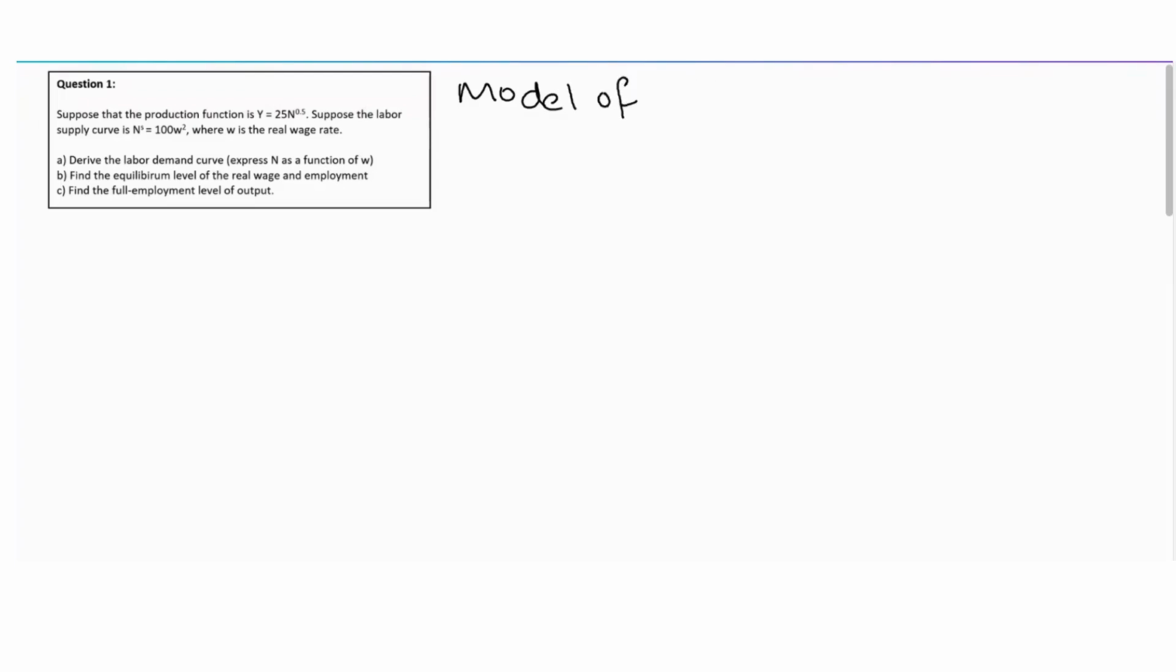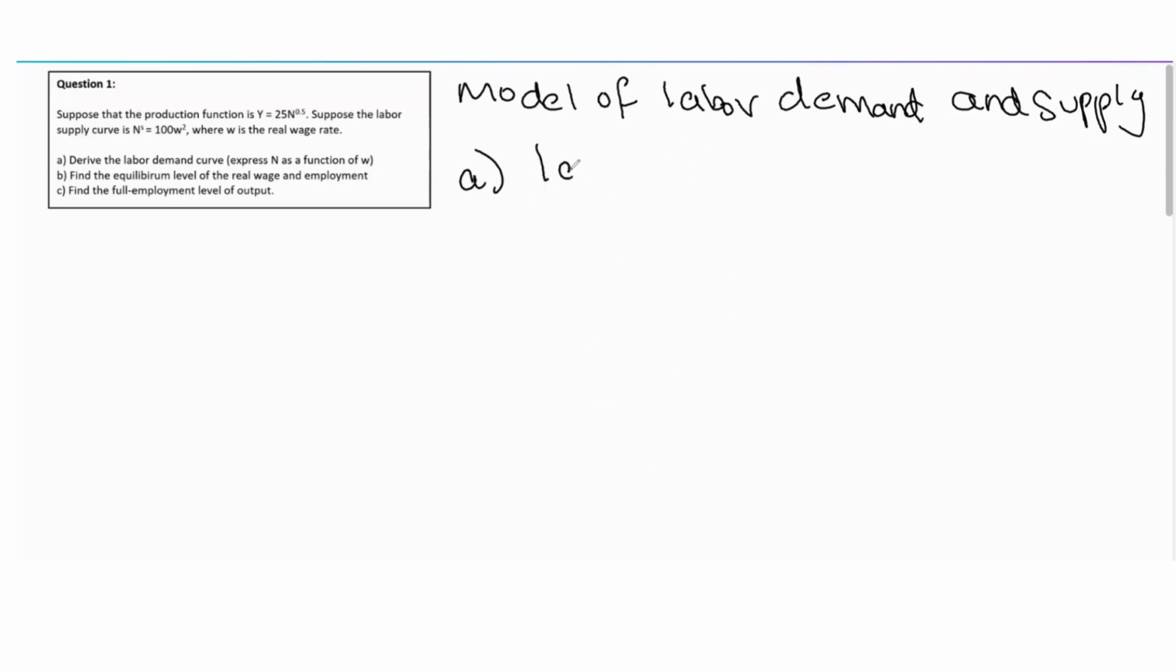In the first part, we will derive the labor demand curve, and in the second part, we look at the labor market equilibrium. So let's start with the first part. Okay, so the first part says that we need to derive the labor demand curve.